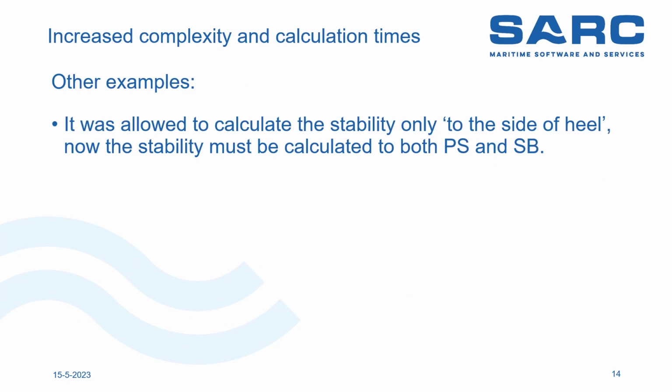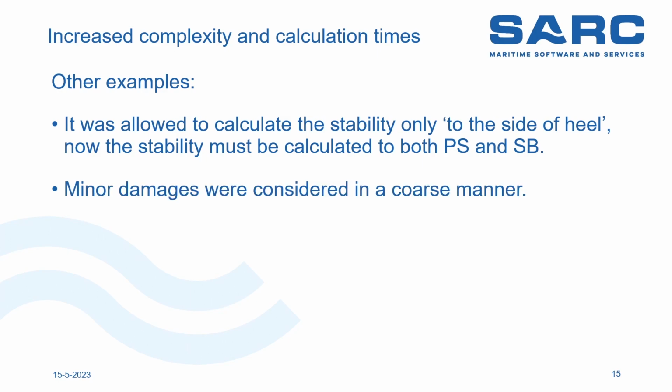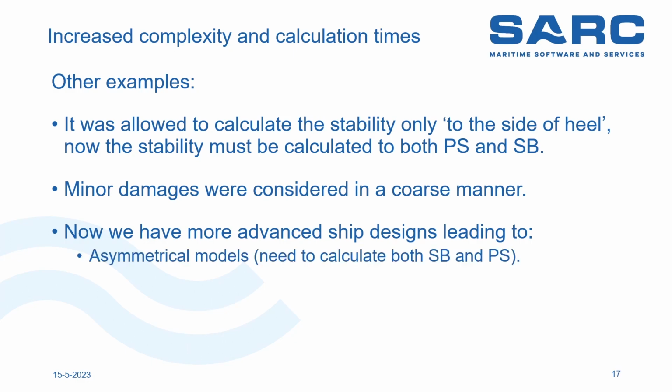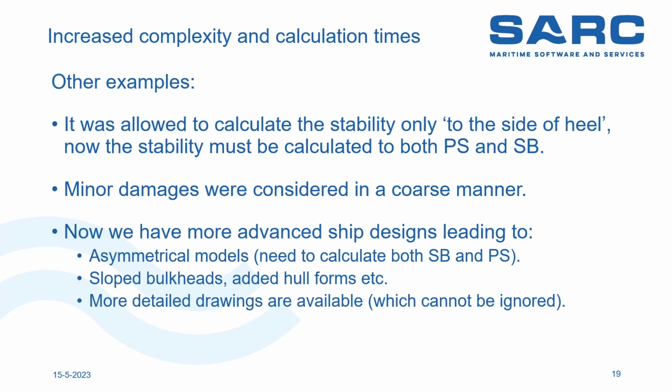Other examples, it was allowed to calculate stability only to the side of the heel. Nowadays, we have to calculate stability both to port side and starboard. Minor damages were considered in a coarse manner. And now we have more advanced ship designs, which leads to asymmetrical models with need to calculate both starboard and port side. I remember when I started working at SARC 50 years ago, more than half of the calculations I did were only calculated to one side because the vessel was assumed to be symmetrical. Slope bulkheads, added hull forms, etc.